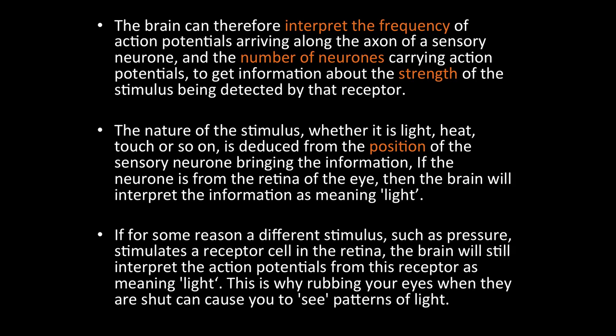Now, please do not go rubbing your eye and trying this. You just take my word for it. If for some reason a different stimulus, such as pressure, stimulates a receptor cell in the retina, which is a part of the eye that is responsible for interpreting light, the brain will still interpret the action potentials from this receptor as meaning light. This is why rubbing your eyes when they are shut can cause you to see patterns of light. So again, take my word for it.